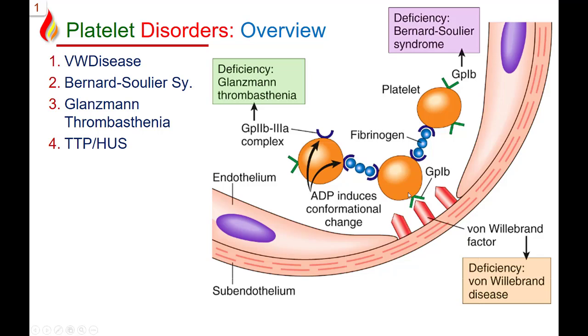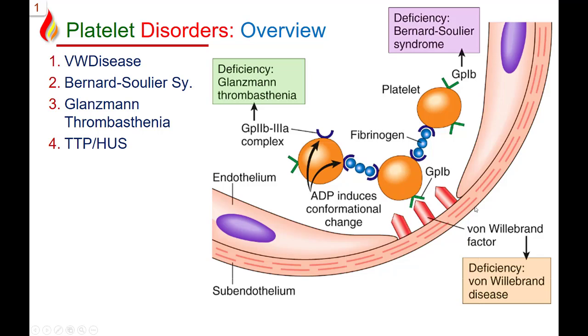When there is exposure of von Willebrand factor due to vascular injury, the platelets get activated by two important receptors, the group 1B and group 2B. 1B, 2B, approximately. Remember it that way. Activation of group 1B causes adhesion of the platelet to the endothelial surface through von Willebrand factor.